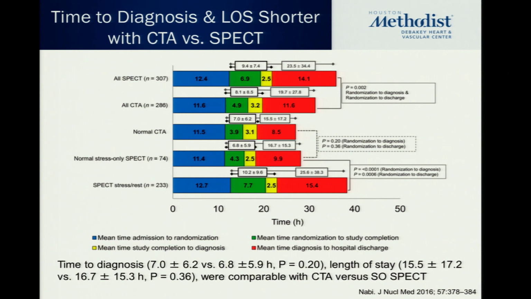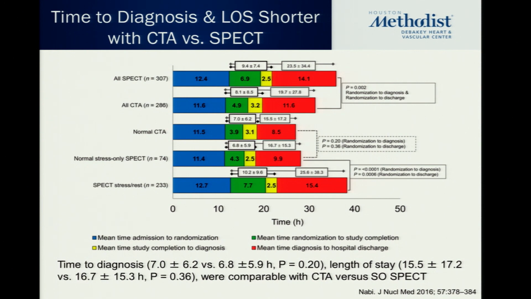But what was interesting, what we found? In our study, if you looked at all the patients who went to SPECT and all the patients who went to CTA, CTA was faster. We definitely cleared patients. They went home faster than those who had SPECT imaging.